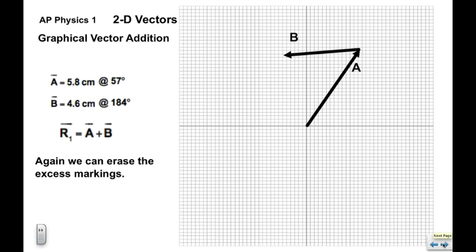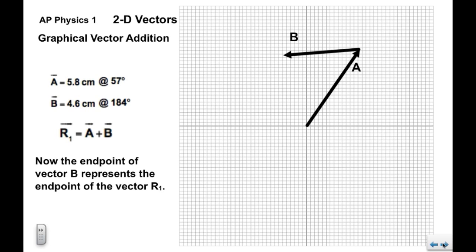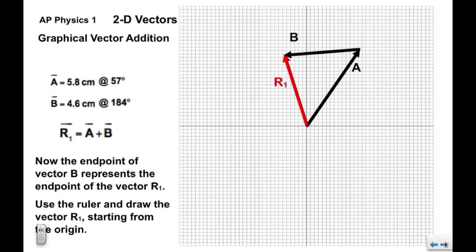So there effectively is A plus B. The end of vector B is where the object would be if it went this far at this angle, 5.8 centimeters at 57, and then 4.6 centimeters at 184. So this is where the object is. That point in the XY plane represents the end point of vector R1. So there it is. I'm going to draw it in, label it R1.